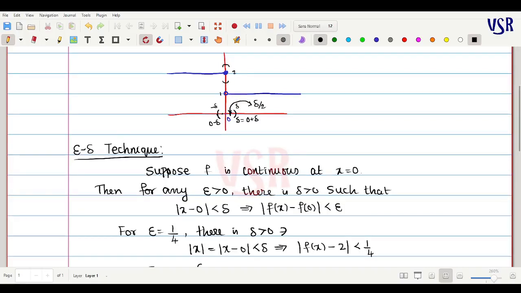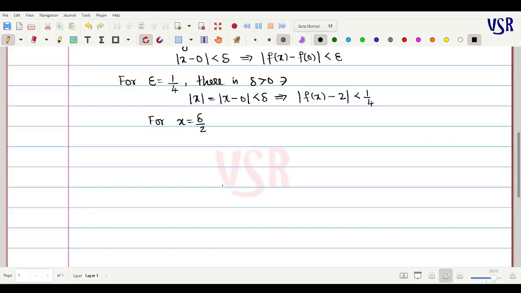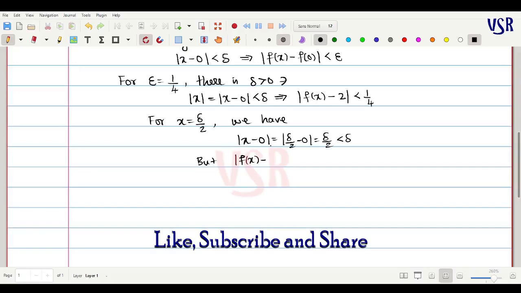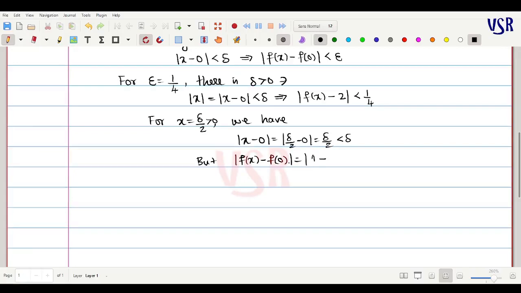Is this clear? So let us see what happens for this delta by 2. For delta by 2 we have modulus of x minus 0, which is equal to modulus of delta by 2 minus 0, that is equal to delta by 2. So this is less than what? Less than delta. But modulus of f of x minus f of 0, which is equal to, what is this? Positive. This is a positive number. So what is the value of f of x? It is 1. Minus f of 0, which is 2. So this is less than 1 by 4.